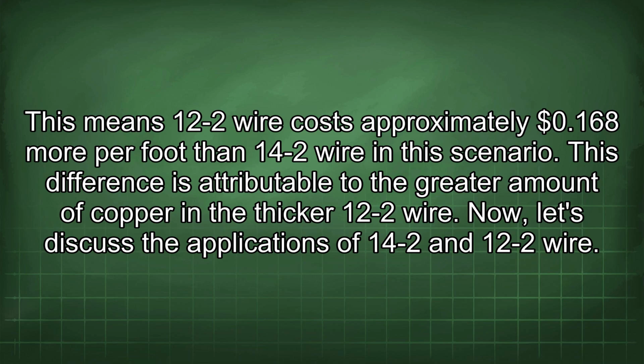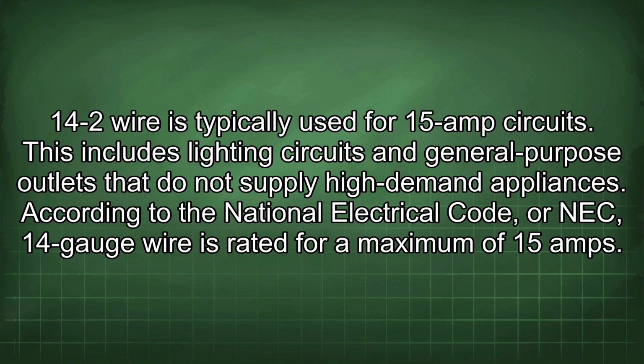Now let's discuss the applications of 14-2 and 12-2 wire. 14-2 wire is typically used for 15 amp circuits. This includes lighting circuits and general-purpose outlets that do not supply high-demand appliances. According to the National Electrical Code, or NEC, 14-gauge wire is rated for a maximum of 15 amps.